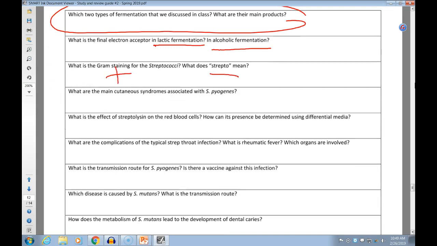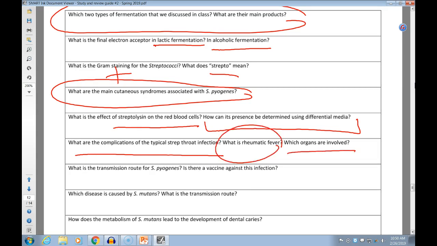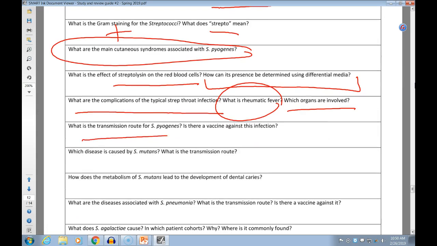Gram-positive, chain-forming Strep pyogenes causes impetigo. Streptolysin breaks red blood cells. It can be detected using blood agar. Complications: know about scarlet fever and rheumatic fever, okay? Joints and heart. Transmission route is respiratory, no vaccine. Carriers, transmission route: it's in the microbiome.